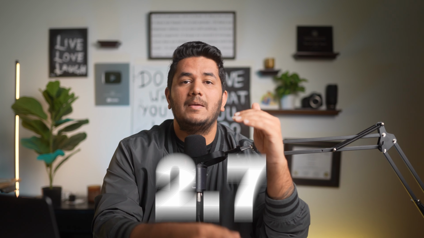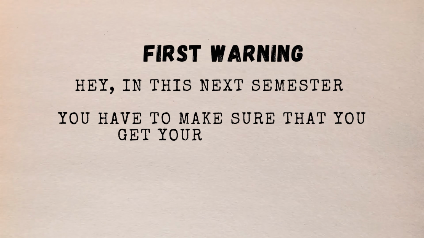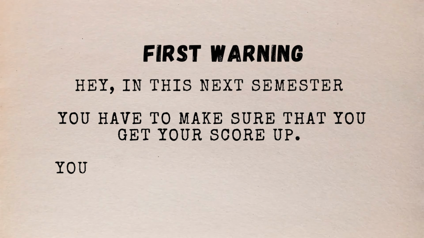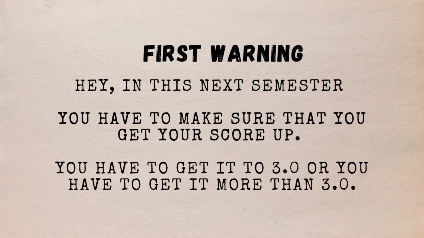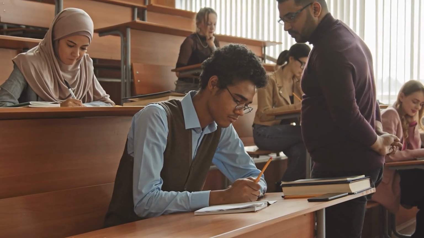So here's what will happen. Let's say your fall semester went badly and your score is not 3.0 but maybe 2.7 or 2.85. You will get a first warning from your university that in the next semester you have to make sure you get your score up. You have to get it to 3.0 or more. That means in your next semester you have to score higher than what you scored in your previous semester to make sure you catch up.